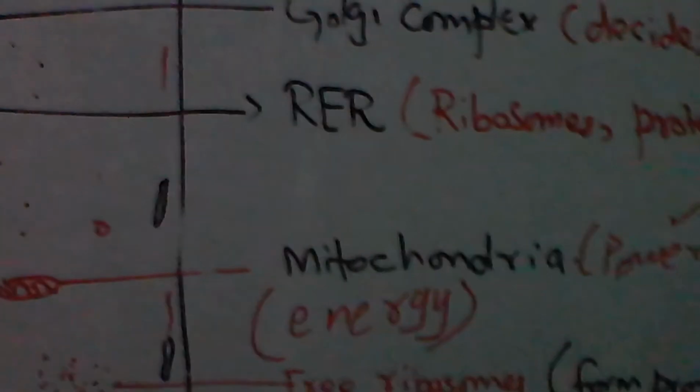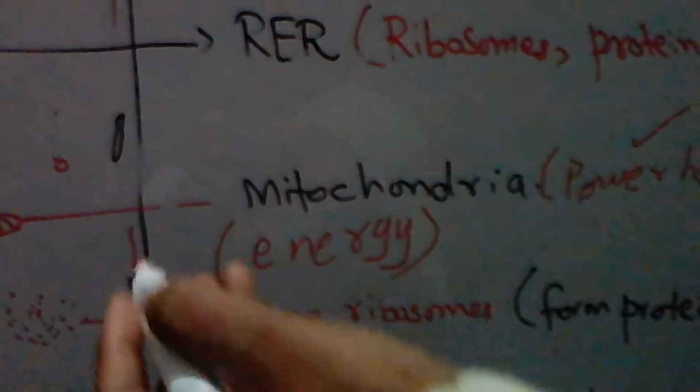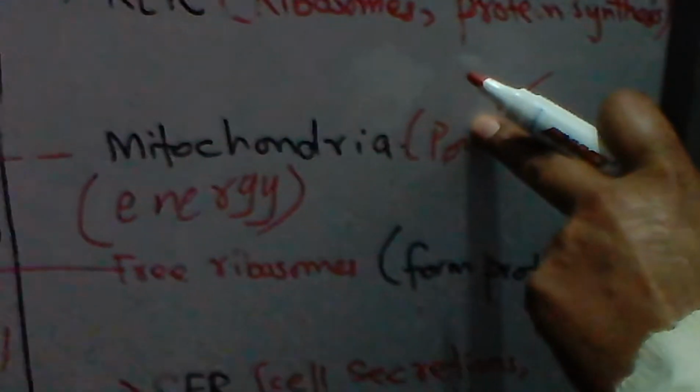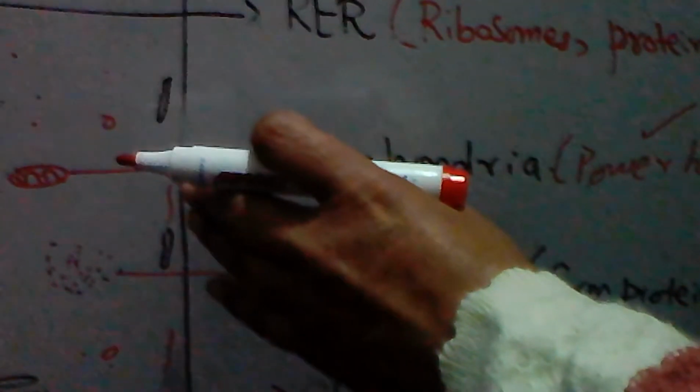Similarly, mitochondria are also structures which are present in the animal cell, and mitochondria are also called powerhouse of the cell because their function is energy production. Mitochondria have oxidative enzymes which speed up the reaction by which energy is produced inside the cell. So, mitochondria are called the powerhouse of the cell.